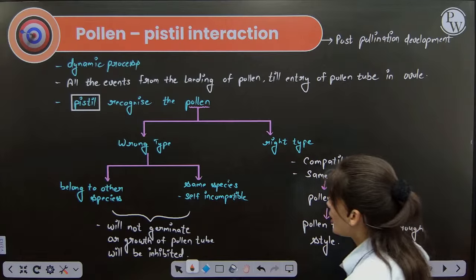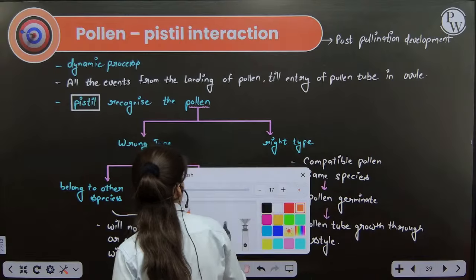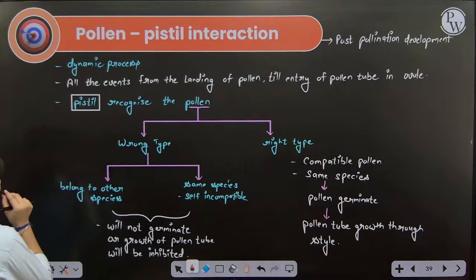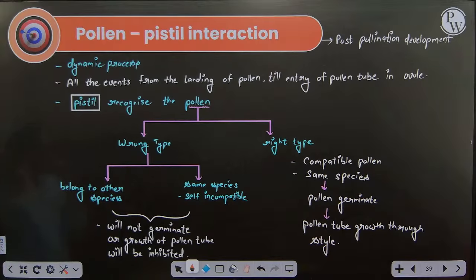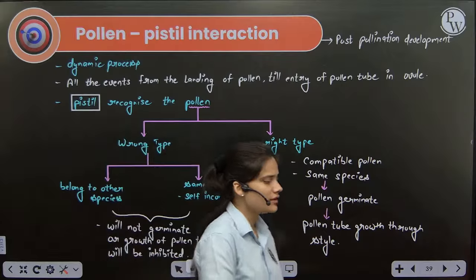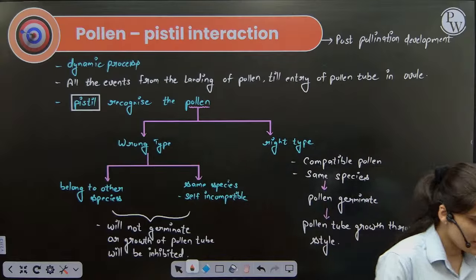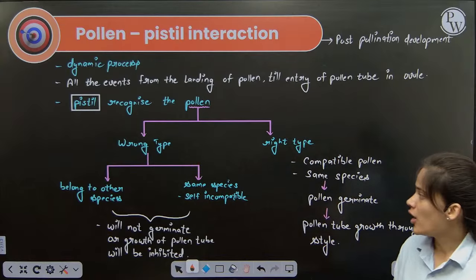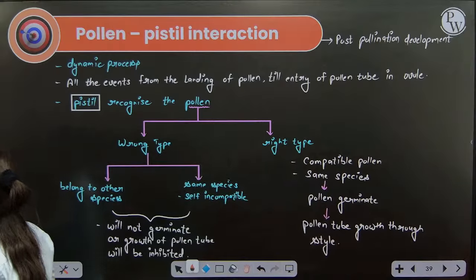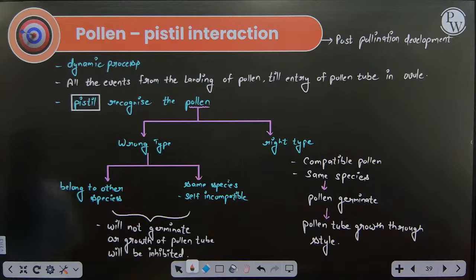Our next topic is pollen pistil interaction. This topic comes under post pollination development. We already discussed the pre fertilization events till pollination. Now post pollination, not fertilization, post pollination development.